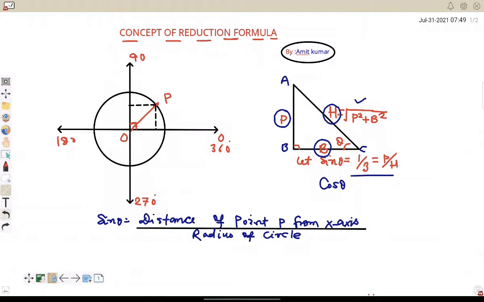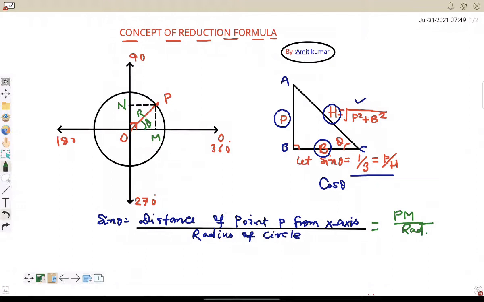Let's say this distance is m and this one is n, and this angle is theta. So how can we define the value of sine theta? Sine theta is defined as the distance of point P from the x-axis, which is equal to m, divided by the radius of the circle. Just consider this one is capital R, the radius of the circle. This is the basic definition of sine theta.